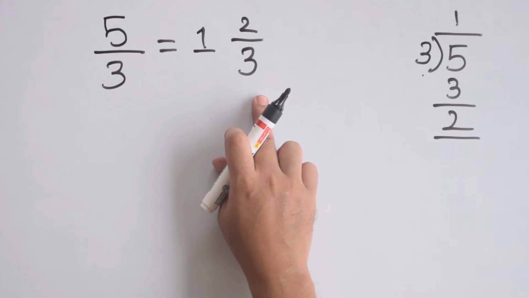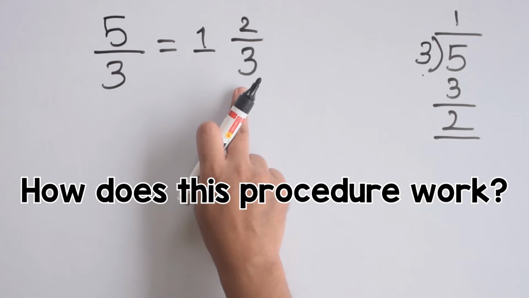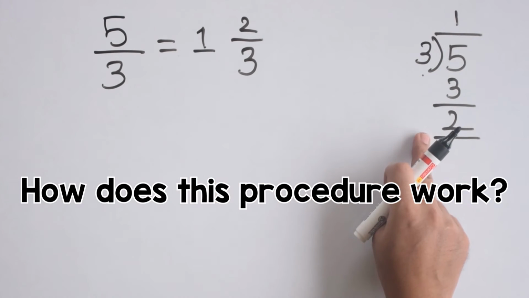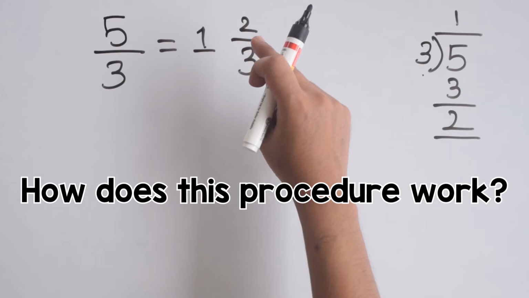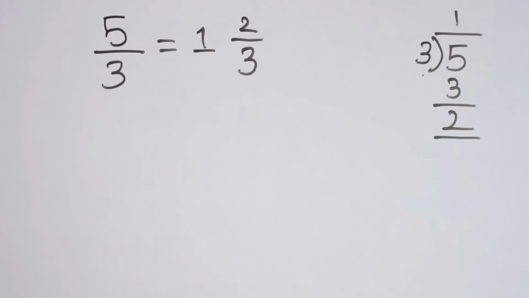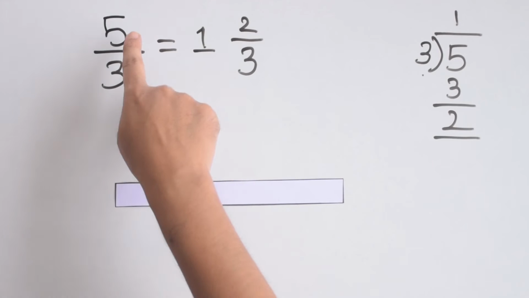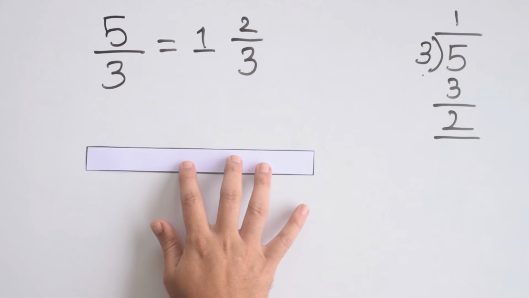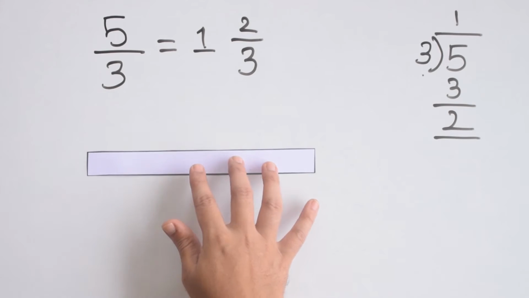Now this is the correct answer, but how does this procedure work? How does dividing and keeping this quotient here, remainder here, how does this work? Let's do that using paper strips. To represent 5 by 3, let us take this paper strip.